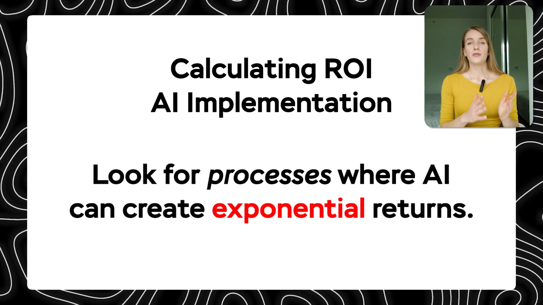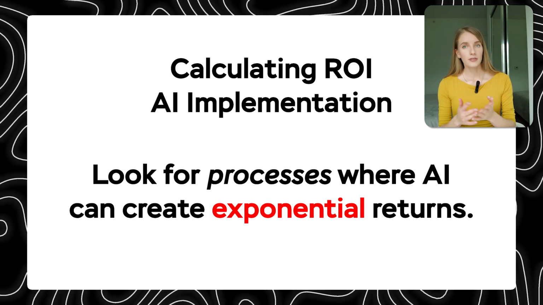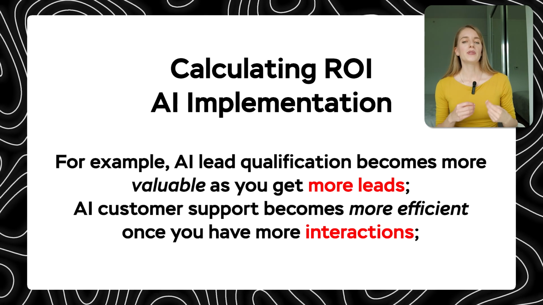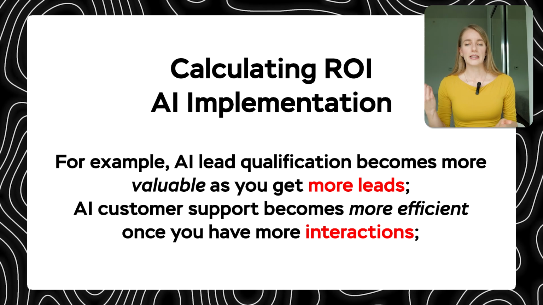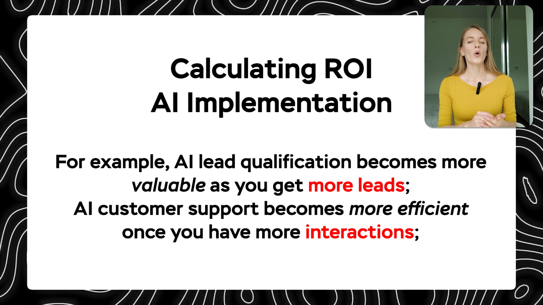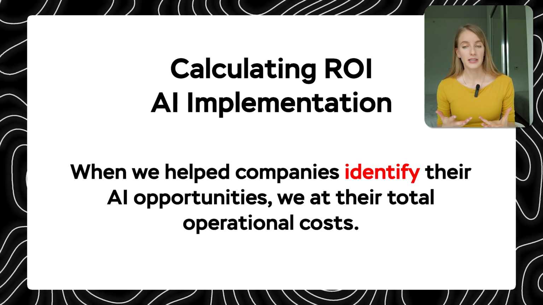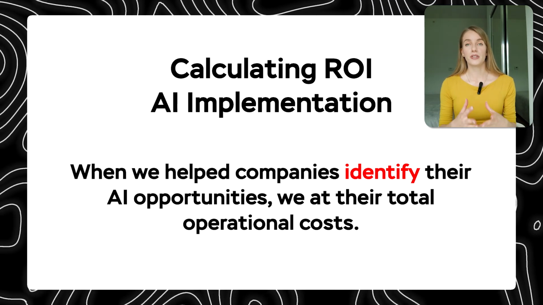Look for the processes where AI can create exponential returns. How to do that? For example, AI lead qualification becomes more valuable as you get more leads. AI customer support becomes more efficient once you have more interactions. With the real power of AI, it can really help you grow 5 times, 10 times this year. But you just need to identify the exact, right use case for you. When we help companies identify their AI opportunities, we first look at their total operational costs.